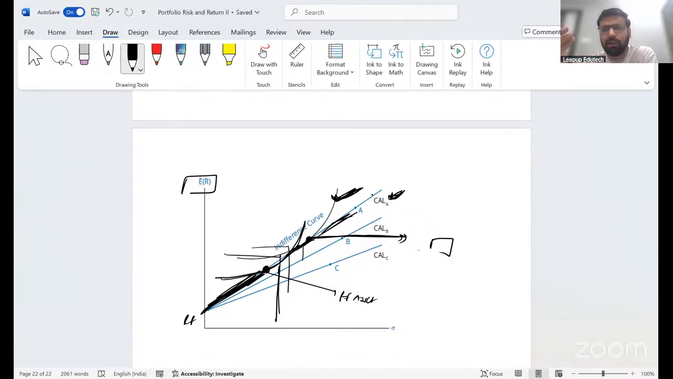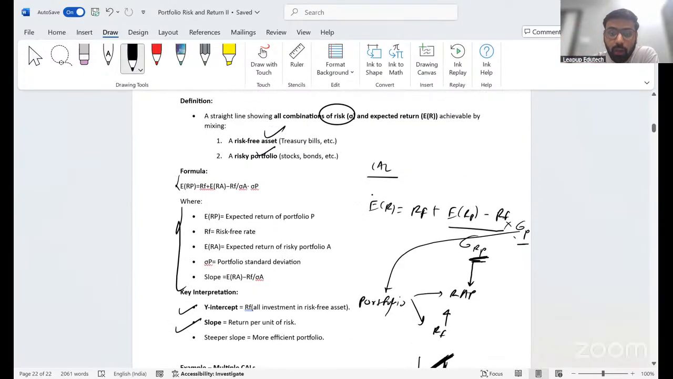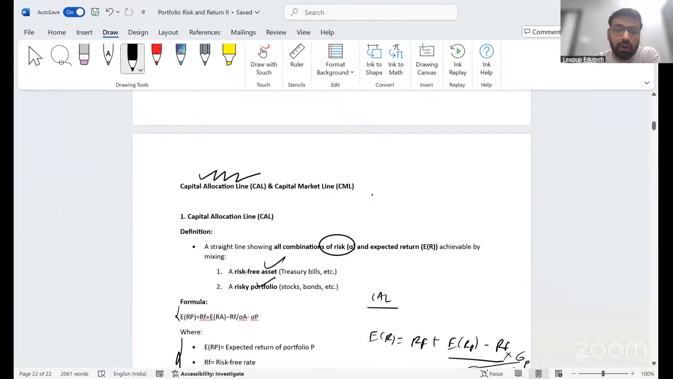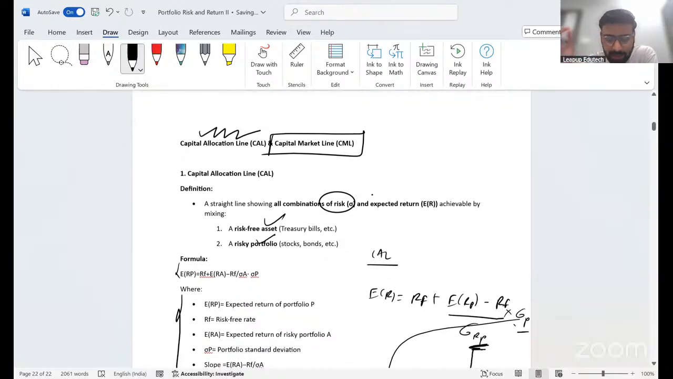So sir, we have read CAL so many times, why are you teaching it again? It is very important to understand that CAL is the base of CML, which is the capital market line. I'll again repeat what you mean by CAL, sir. CAL plots the different combinations of the risky asset portfolio and the risk-free asset that we invest in as a portfolio. A portfolio consists of here the risk-free asset and the risky asset portfolio.